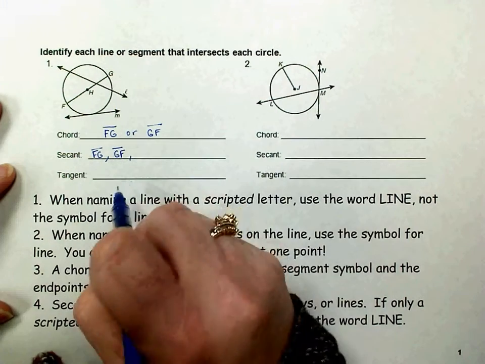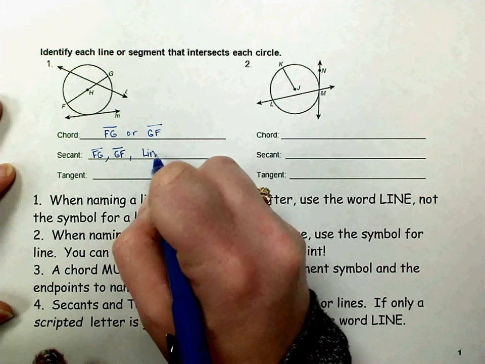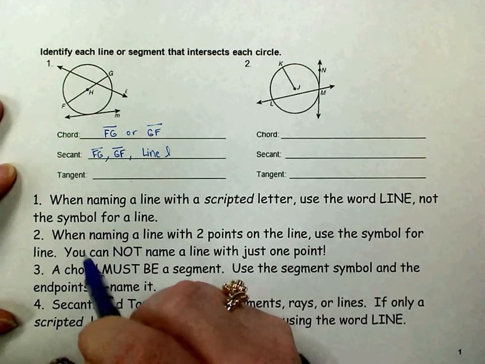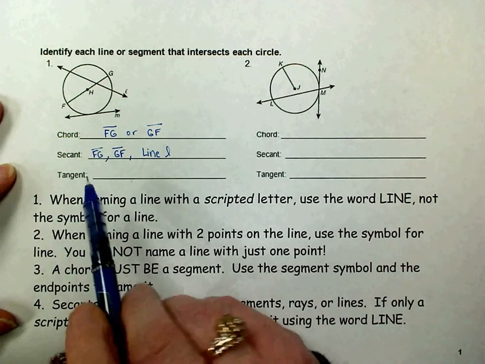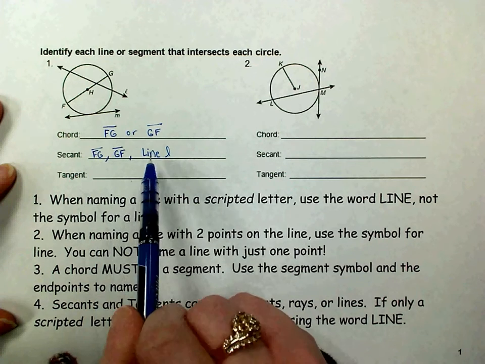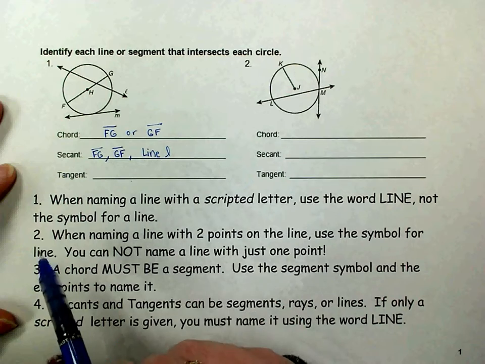So when you name it by a scripted letter, you have to use the word line, and then name it with that scripted letter, which in this case is an L. So that would be line L. If you name it with the segments, then use the segment bar and the endpoints. If you name it using its name, then you use the word line and then that scripted letter.